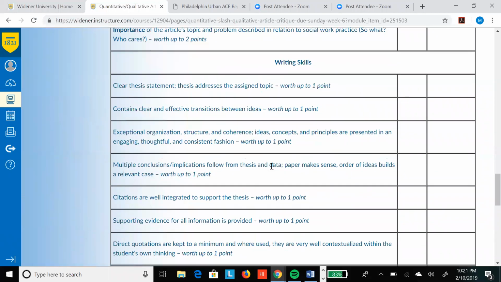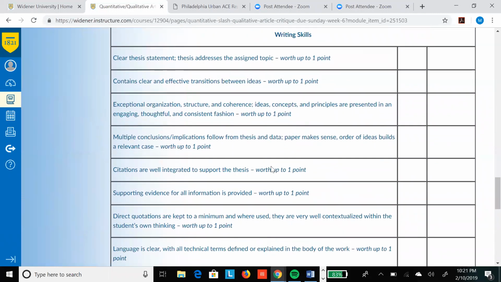You also will be graded on writing skills. This is your writing skills now, not the writing skills of the article author. You want to make sure you have a clear thesis statement and that the thesis addresses the assigned topic. You want to make sure you have clear and effective transitions between your ideas and your thoughts and your paragraphs. You want to have exceptional organization, structure, and coherence. So your ideas, concepts, and principles should be presented in an engaging, thoughtful, and consistent fashion. Multiple conclusions and implications follow from the thesis and data, so your paper should make sense. There should be an order to it, and it builds to a relevant case.